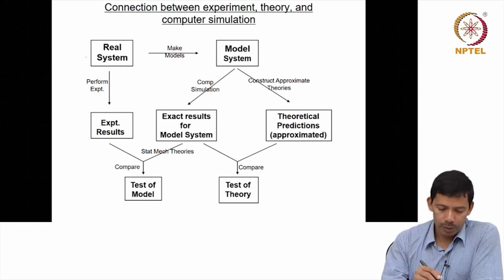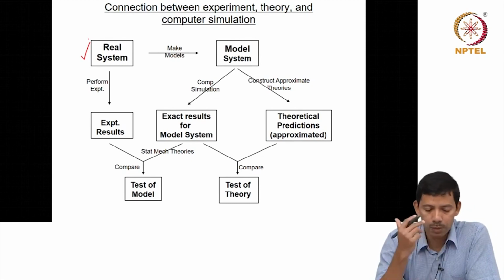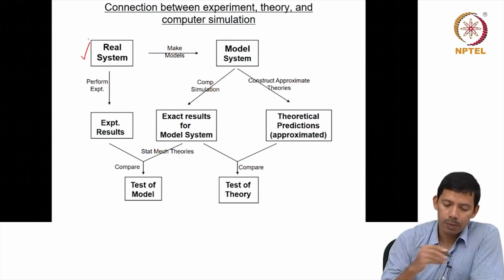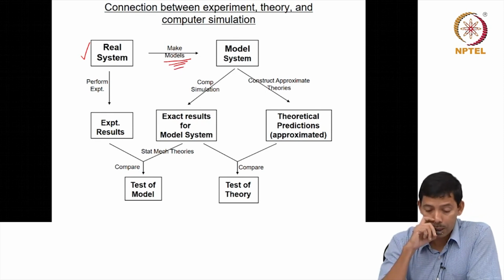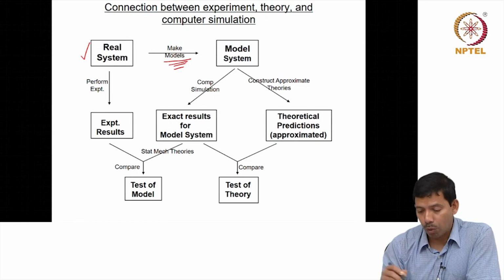So let's say we have a real system here. This real system could be a biological system, or it could be a liquid system, or anything of your interest. So you start from this real system, and starting from this real system, you make a model. This is very important. You make a model to obtain a model system.